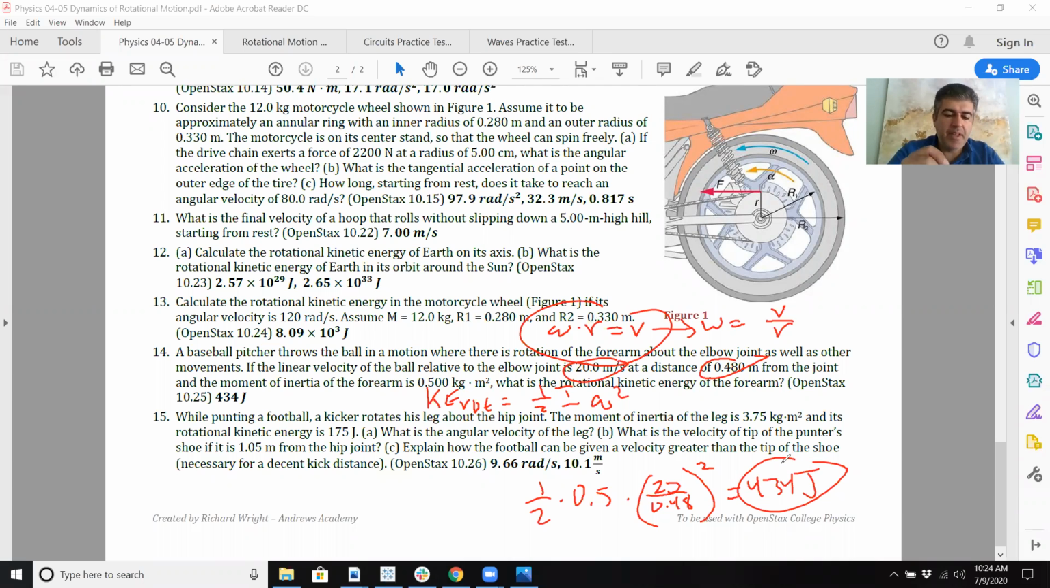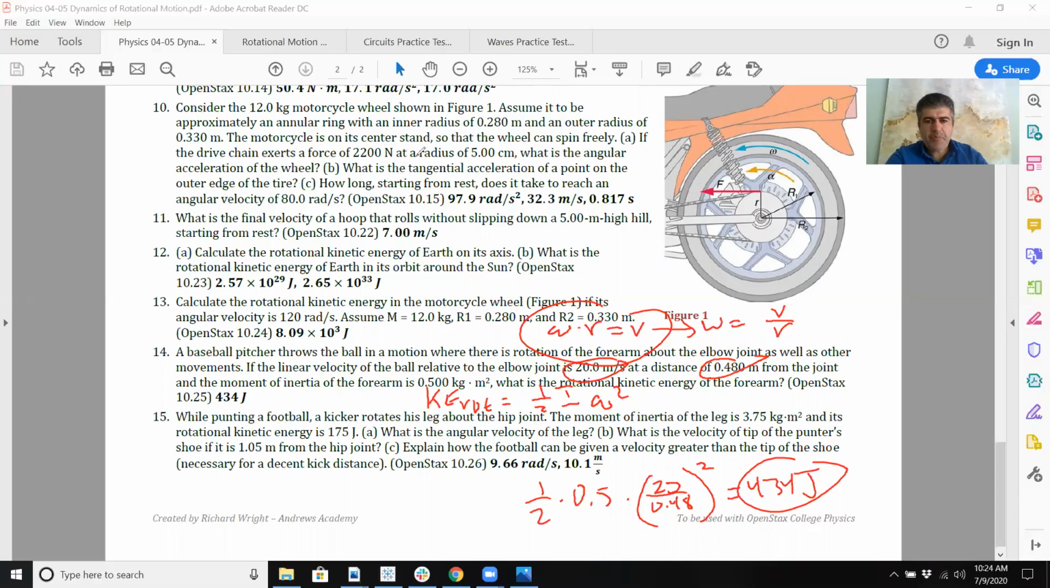Now I'll start with 10. What's going on at 10? So we have a motorcycle wheel. You have the mass of it. It's a ring, with an inner radius of 0.28 and an outer radius. The motorcycle is on its center stand, so the wheel can spin freely. If the chain exerts a force of 2200 newtons at that radius, what is the angular acceleration?